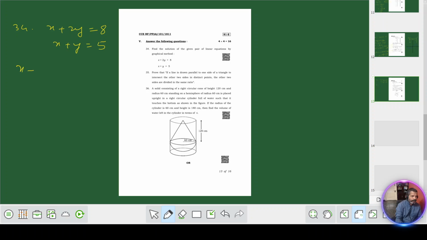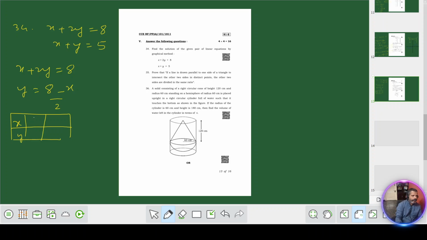Consider the equation first, x plus 2y is equal to 8. Then y is equal to (8 minus x) by 2. Okay, so draw a table for it. Here the calculation, taking the points and all, is left to you. However comfortable you are, you can take it. 2 points are enough actually for each of the equations.